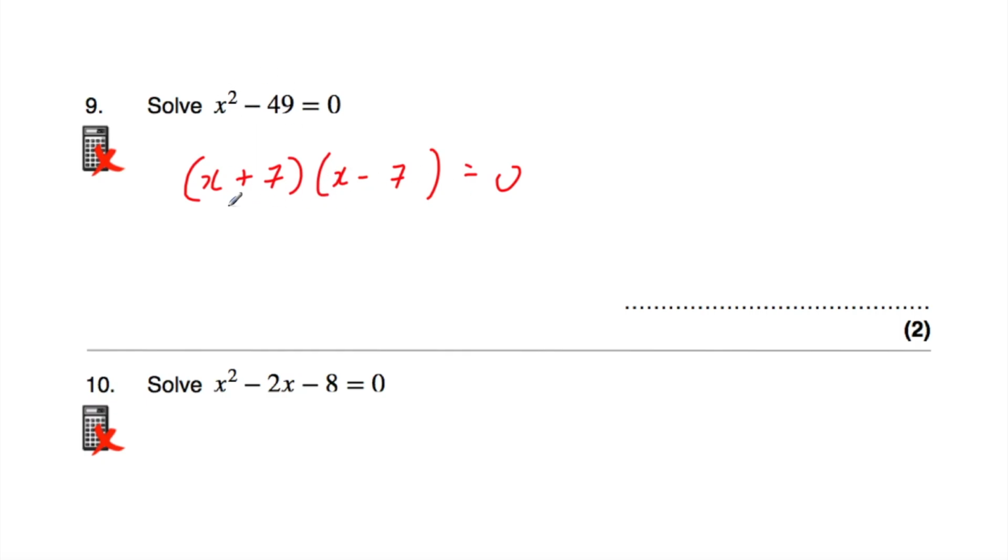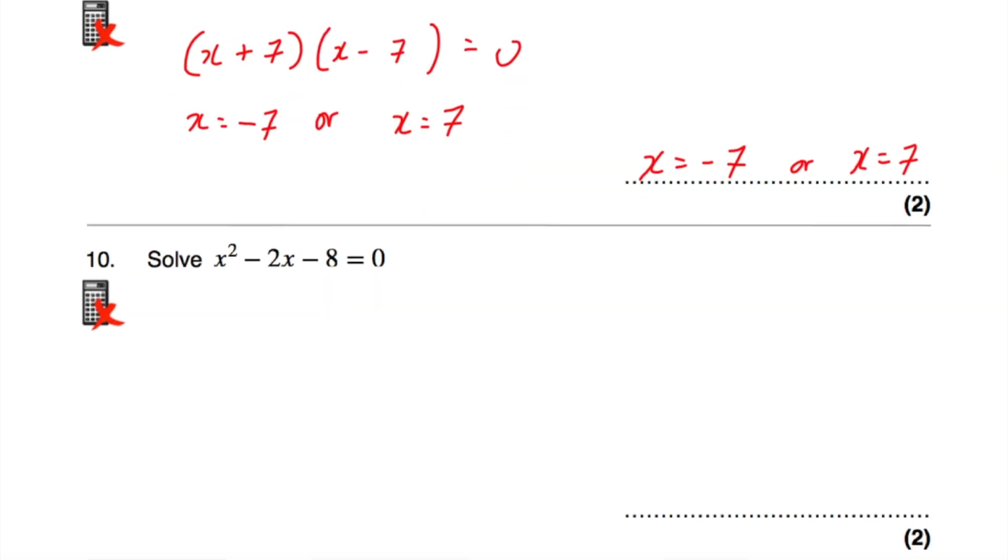Okay, now let's get our solutions. In terms of this bracket, x would be equal to negative 7, because negative 7 plus 7 is equal to 0. Or, in terms of this bracket, you're going to get that x is equal to 7. So there are two solutions, that either x is equal to negative 7 or x is equal to 7. And again, I highly recommend you watch that video on the difference between two squareds.